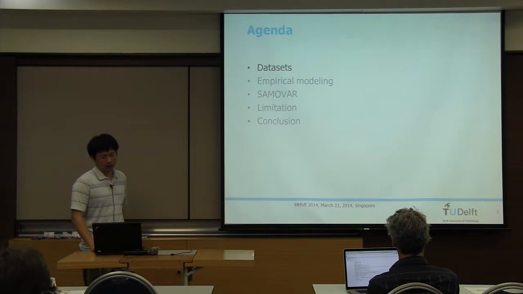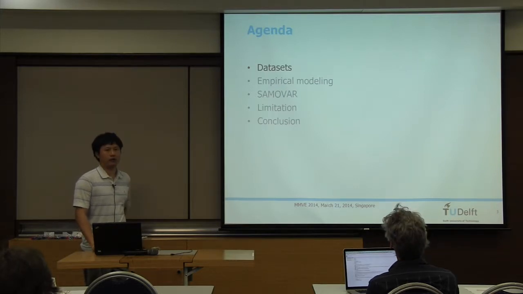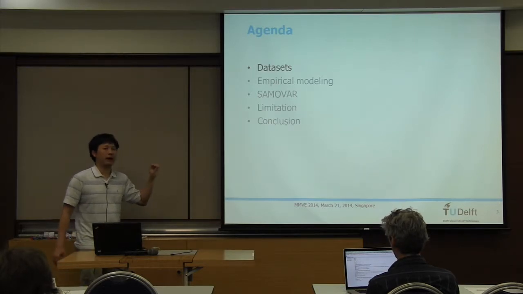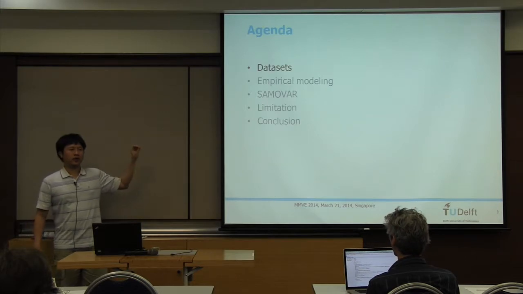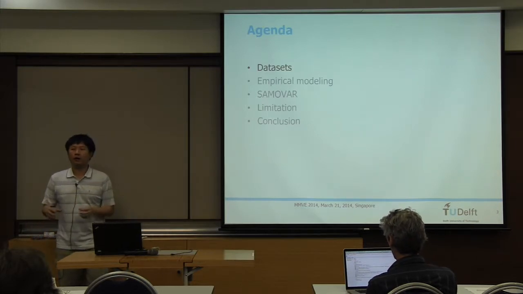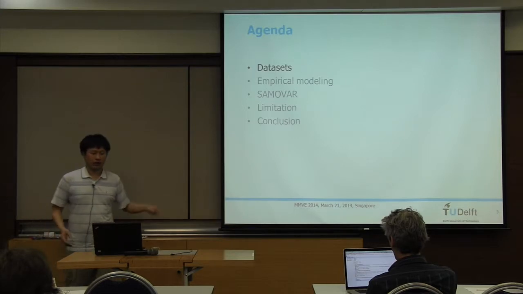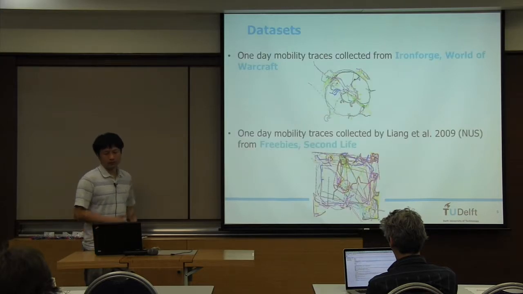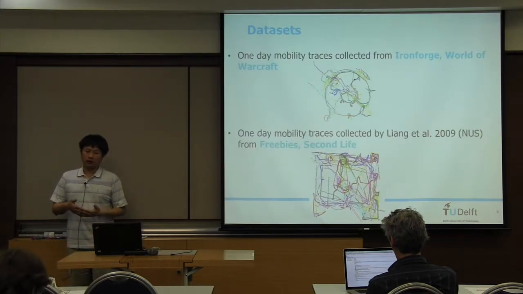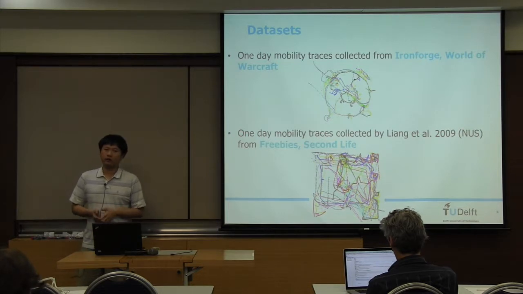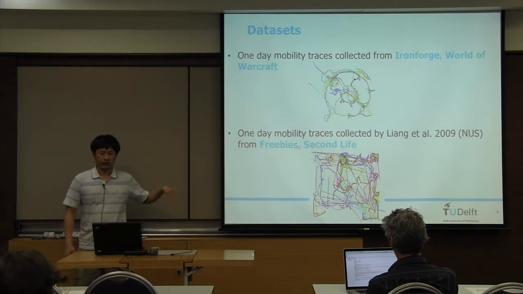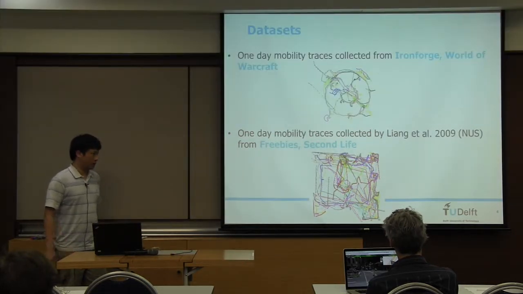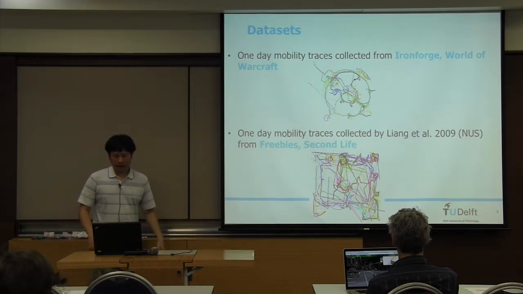First, I will talk about the data sets we use, and then I will talk about how we model each mobility pattern separately. Then we will use SumOver to combine all the mobility properties to generate the traces, and then we discuss the limitations and the conclusion of the work. Data sets: one data set we use is collected from Warcraft from Iron Forge, and the second data set we get from Yang et al. from the National University of Singapore, from Blade, Ozone and Second Life.